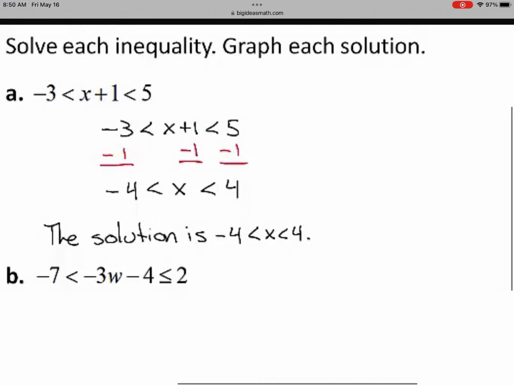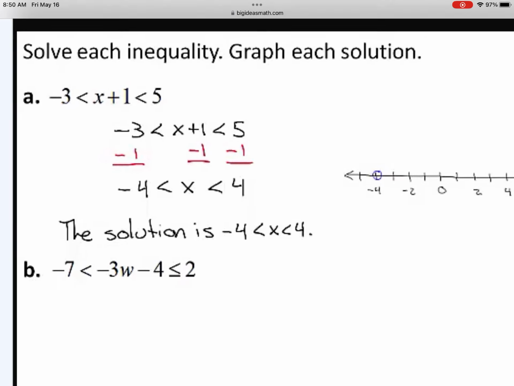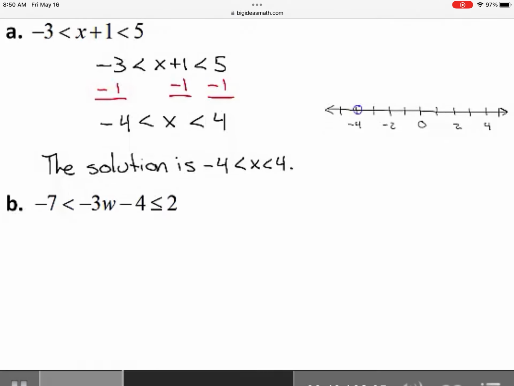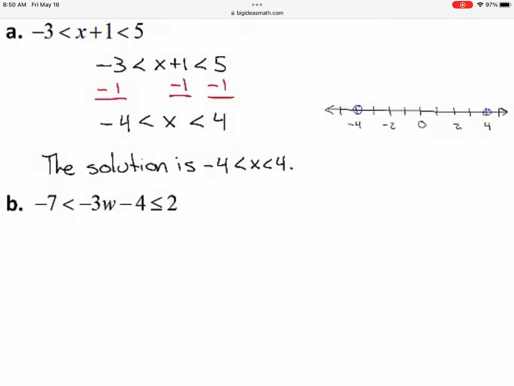Next, graph the solution on a number line. Because -4 is not a solution, use an open circle at -4. Because 4 is not a solution, use an open circle at 4. Because x is both greater than -4 and less than 4, shade the line between -4 and 4.